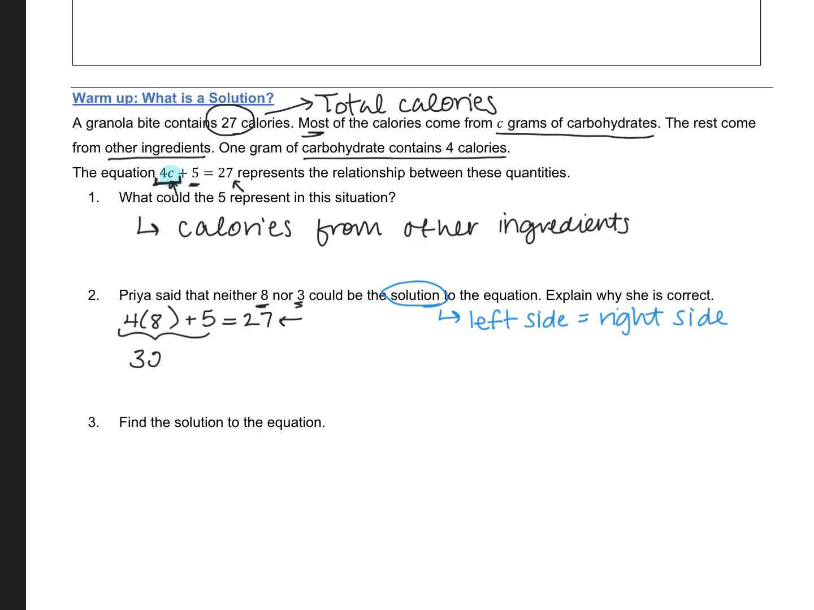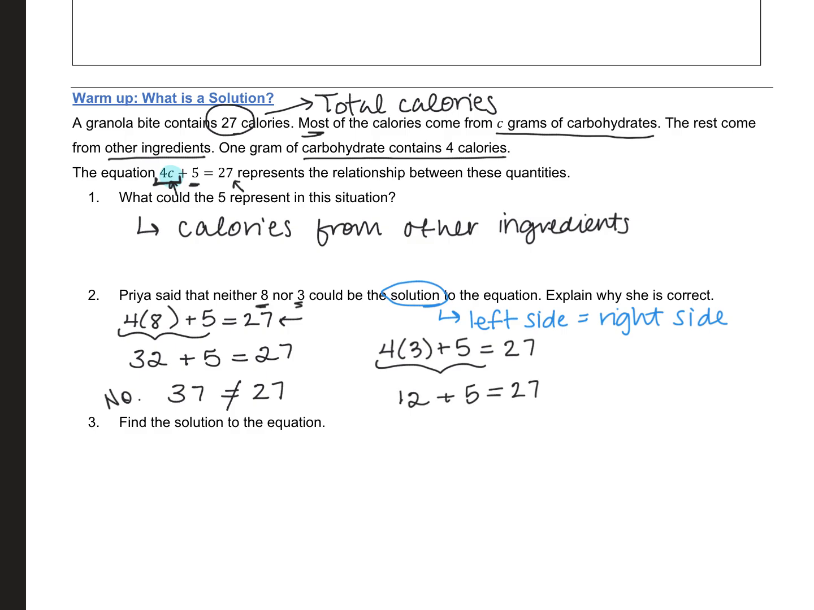And we're just going to simplify this side and see, does it equal 27? 4 times 8 is 32 plus 5. 32 plus 5 is 37. So that is not equal to 27. So it is not a solution. We can do the same thing with 3. 4 times 3 plus 5. We're trying to see, does that equal 27? So again, simplify the left side. 4 times 3 is 12. Plus 5 equals 27. 12 plus 5 is 17, which again is not equal to 27. So that is not a solution.